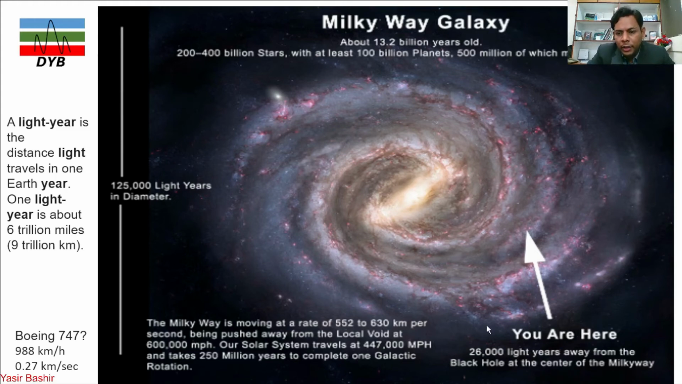So now where are we? We are actually here. This is our solar system. It does not matter whether it's 125,000; in some places it is written that it is 100,000 light years. It's still a huge Milky Way galaxy. And how old is our galaxy? It is 13.2 billion years old, and there are 200 to 400 billion stars with at least 100 billion planets, 500 million of which may support life. So it's a huge world we are living in.